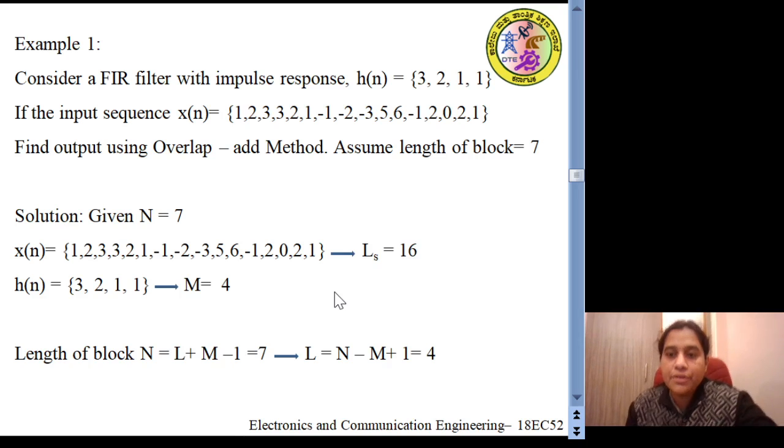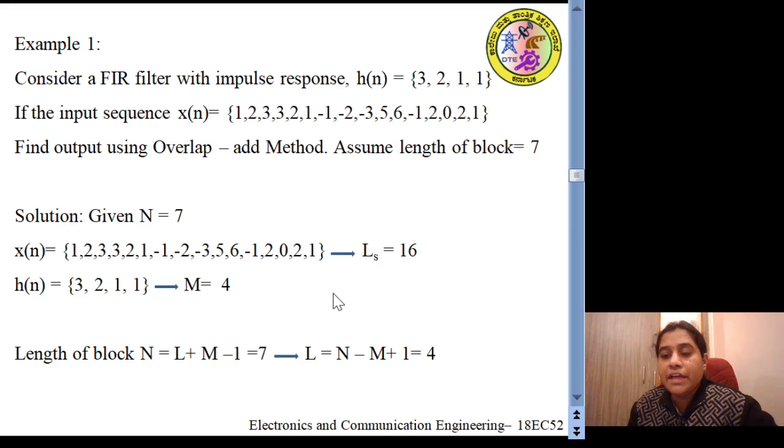So what do we have to do? We have to find the output, that is, the linear filtered output of the given incoming sample, which has a larger number of samples, longer data. So we have to make use of the block convolution method, that is the overlap add method, for finding the linear filtered output or overall output.